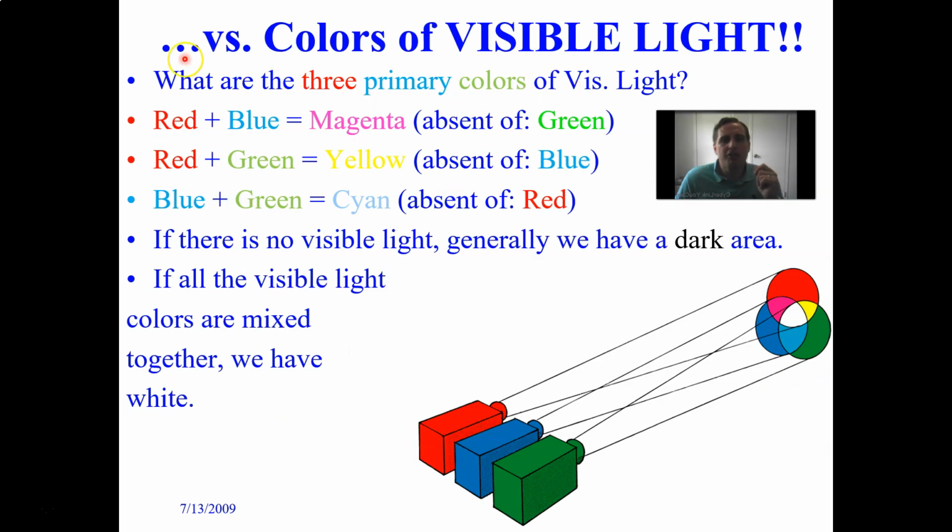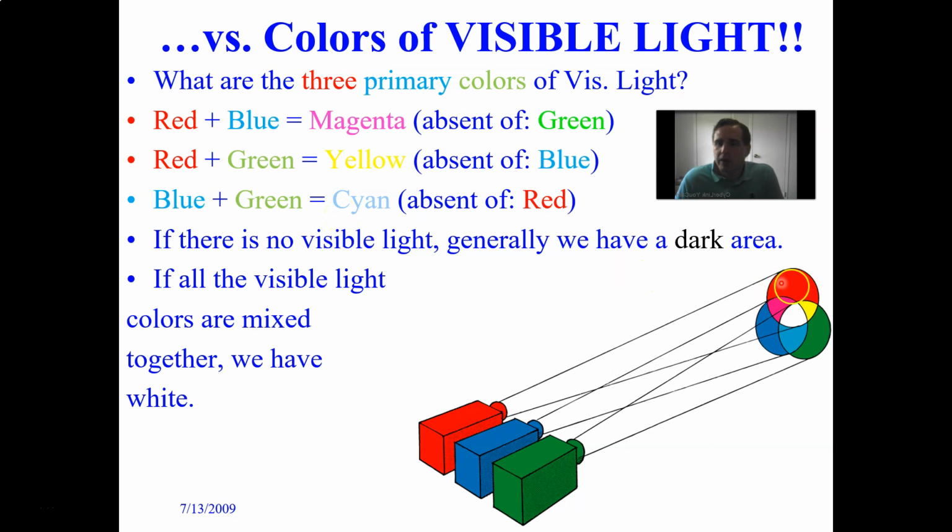Now, what about the colors of paint versus the colors of visible light? So when we think about traditional paint, we think about red, blue, yellow. When we think about the colors of visible light, we have red, blue, and green. Now, red and blue make magenta. Red and green make yellow, which is about halfway between red and green anyway. And then blue and green make this light blue color called cyan.